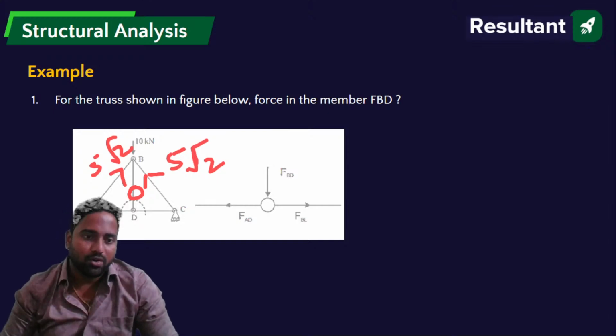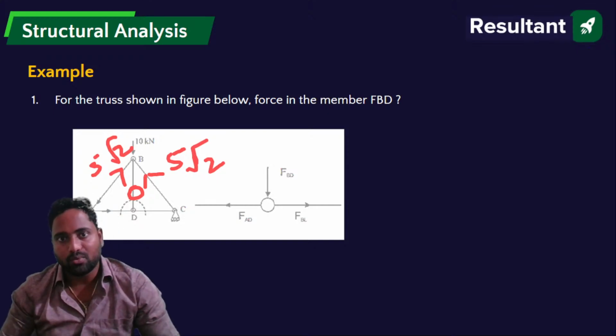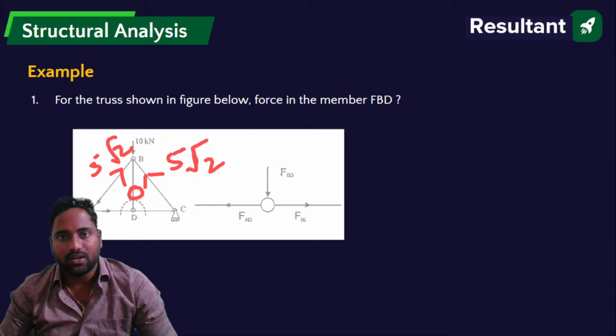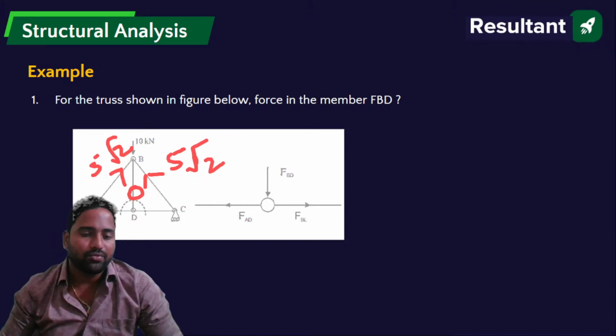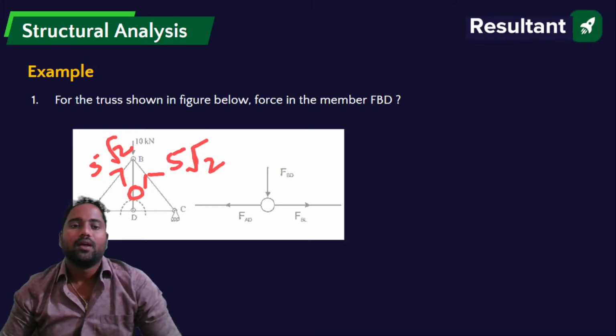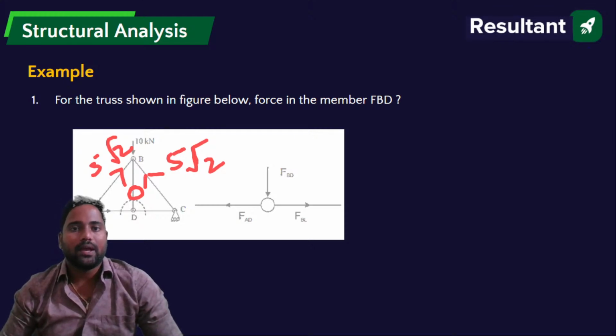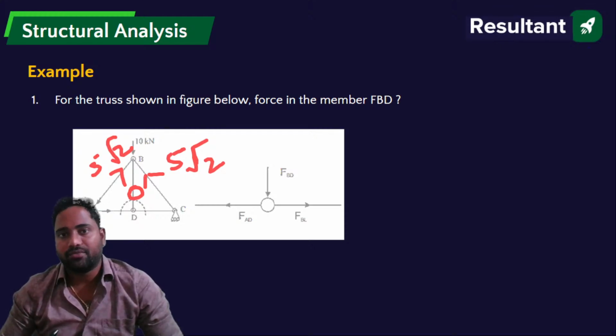Okay, so first what we have done, we tried to find the support reactions by considering total equilibrium of the truss. After that, we tried to find the forces in the members of the truss, by considering equilibrium of different joints.